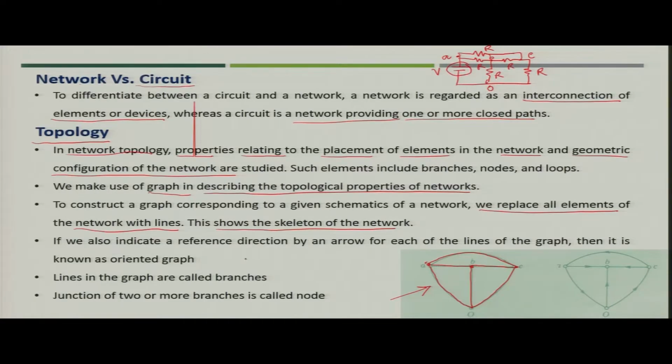Now, if you add the reference direction by an arrow for each of the lines of the graph, then it is called an oriented graph. That means that when you analyze the circuit, you imagine the initial direction of maybe the current. So, if you show the direction of the current, then this will become an oriented graph. Now, lines in the graph are called branches and junctions will be called nodes.